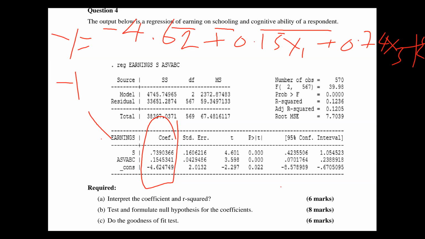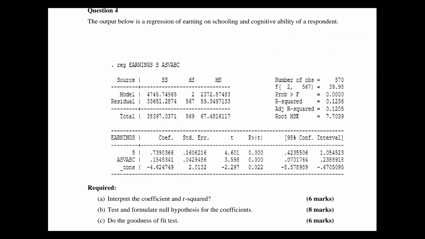Okay, for the cognitive ability, you hold all other factors constant, and a unit increase in the cognitive ability of a respondent will increase the earnings by 0.15 units. Is that clear? If that is clear, then that's okay.